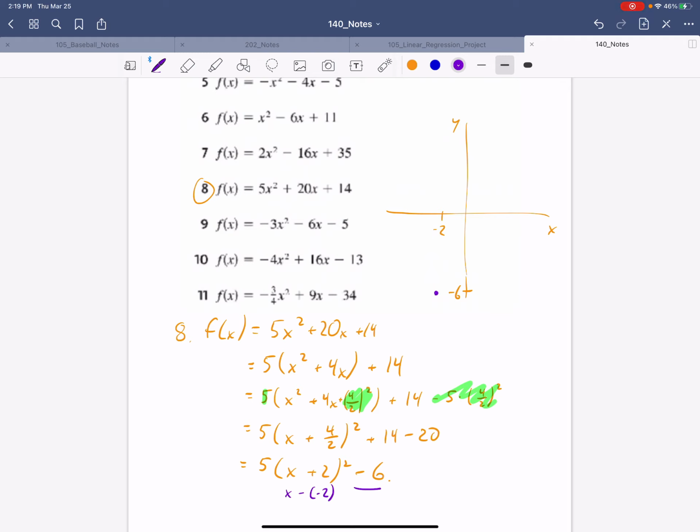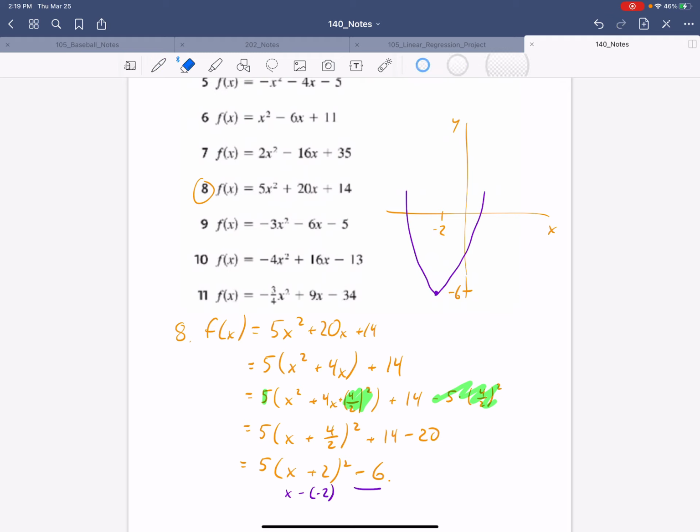And the minus 6, we'll just find f of negative 2. This whole thing will become 0, and you'll be left with negative 6. Okay. So our parabola is at negative 6. Further, we know it faces upwards because, well, 5 is positive. So everything is going to be greater than or equal to negative 6.